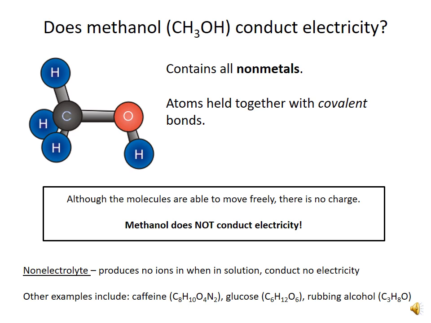And if you look at their structures, you can see that these are containing a lot of carbon, hydrogen, and oxygen. There's a little bit of nitrogen there in caffeine, but these are all non-metal elements. So if you see a string of elements like this that are representative of non-metals, then you can make some assumption that you're dealing with a non-electrolyte.